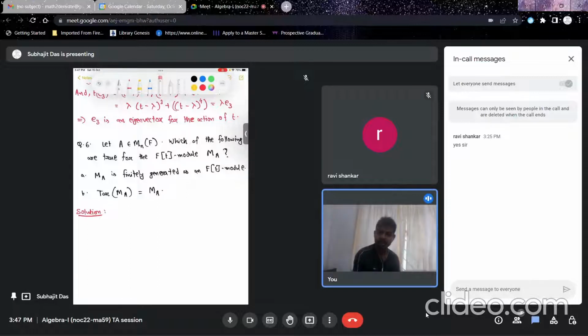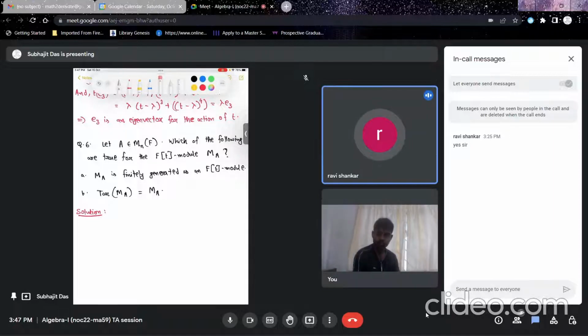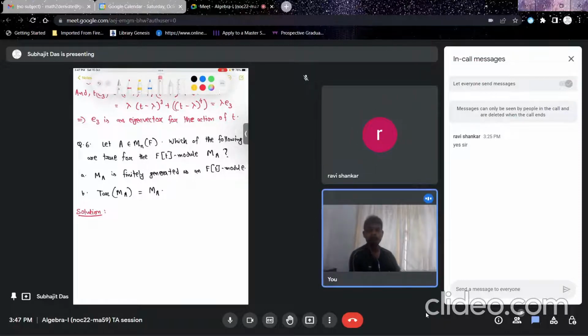Is the first one correct, that M_A is finitely generated as an F[t]-module? Of course, it seems true and it should be true, right? Because this is precisely what the entire theory of rational canonical form and Jordan canonical form is based on. What is M_A? A is an n cross n matrix. As a set, M_A is precisely F^n. So what I want to say is that both A and B are actually correct.